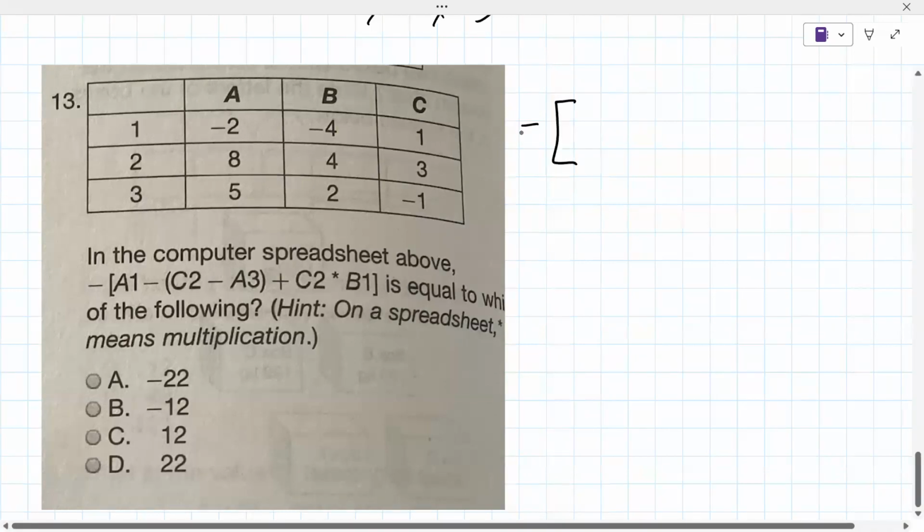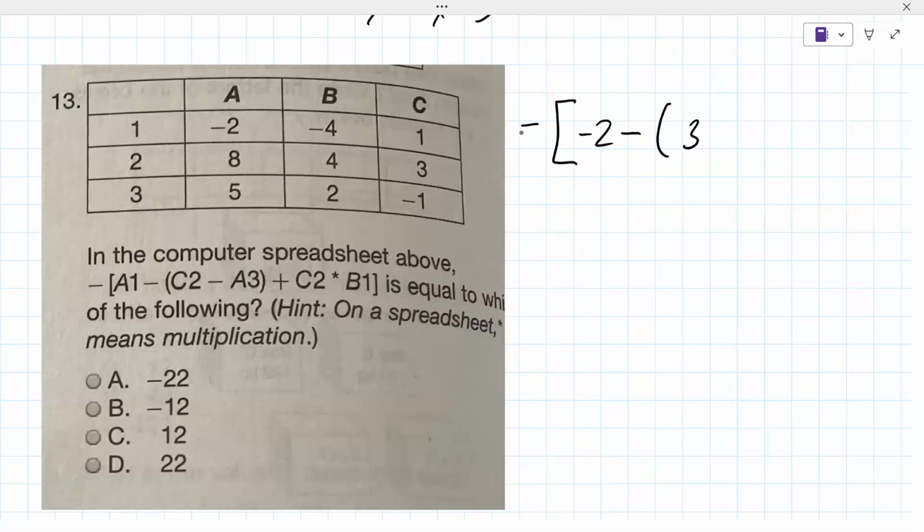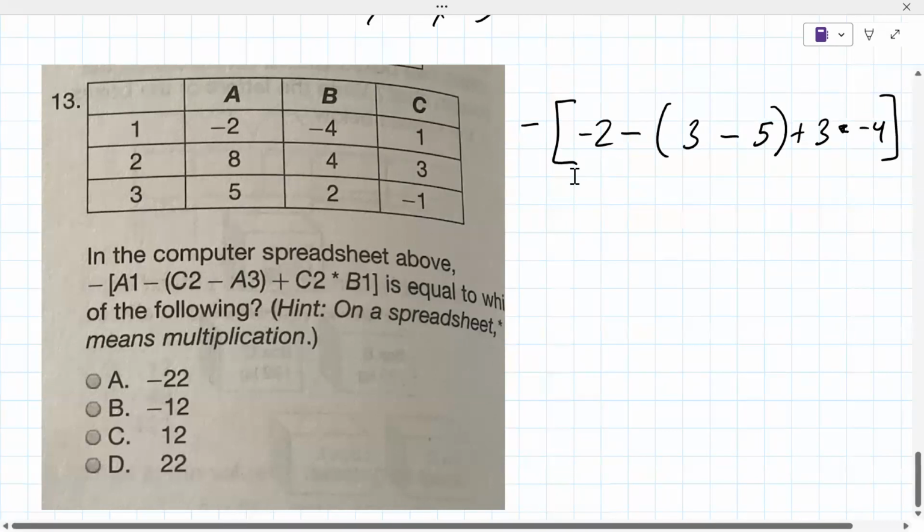So minus bracket A1 is -2, minus C2 is 3, minus A3 is 5, plus C2, which is 3, times B1, which is -4. So what do you do first here? What does order of operations tell you to do? What comes first in all this? Or did you just put this in a calculator? I just solved it in my head.